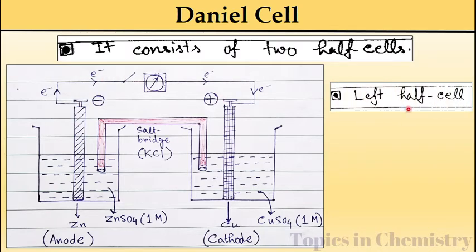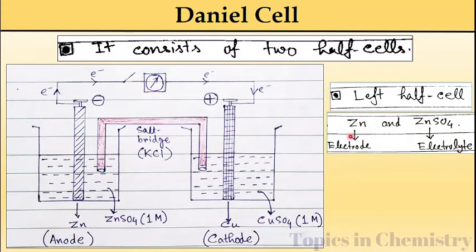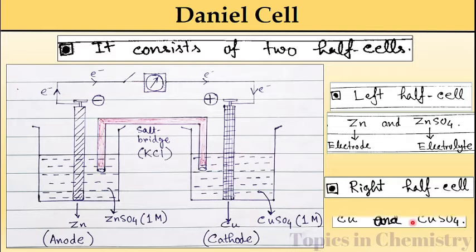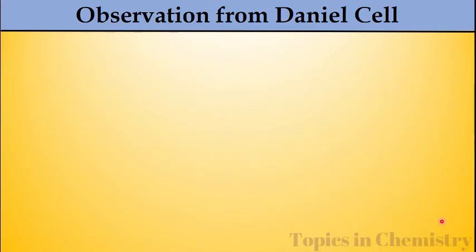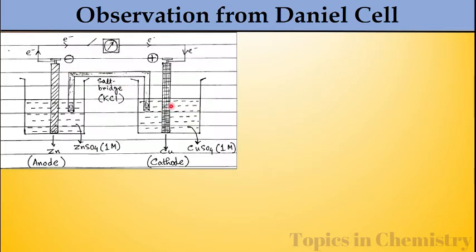So here you can see it consists of two electrodes, two half cells. So this is the left half cell. Left half cell contains one zinc electrode, another one is zinc sulfate electrolyte. Right half cell contains copper electrode and copper sulfate electrolyte. Now we have to see what are the observations from the Daniell cell. So this is the cell.